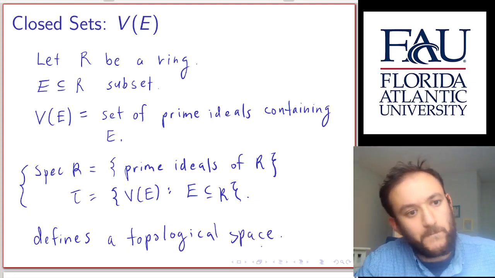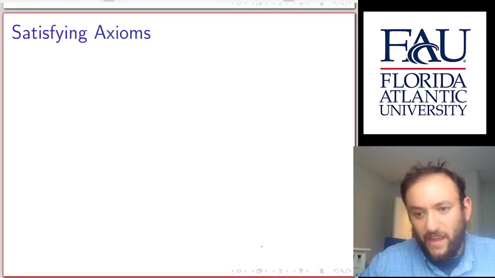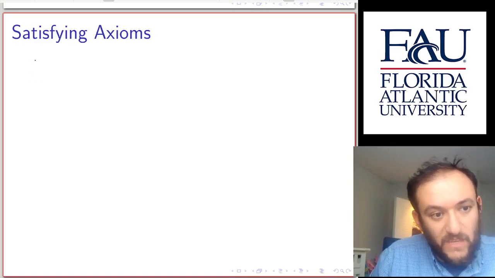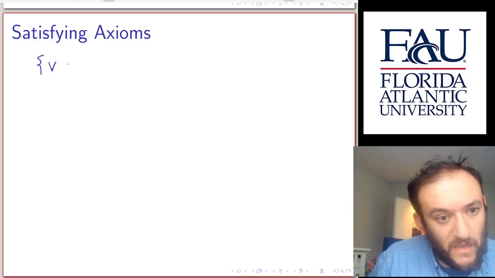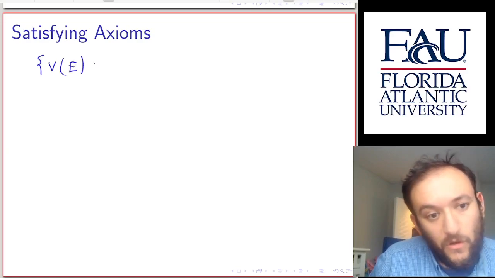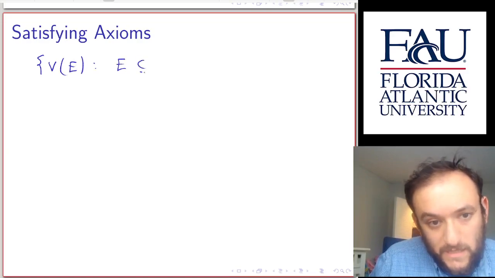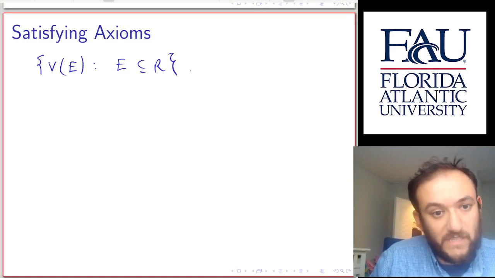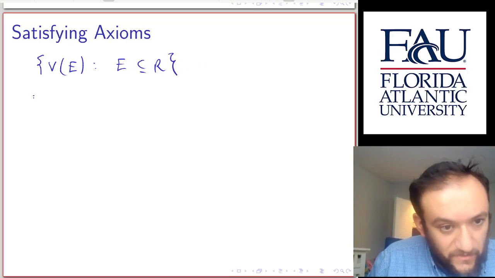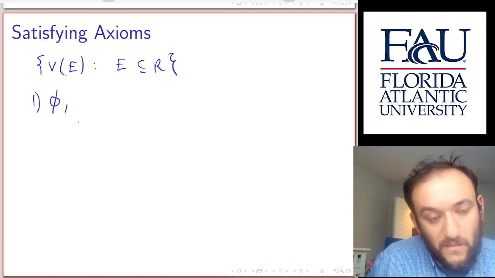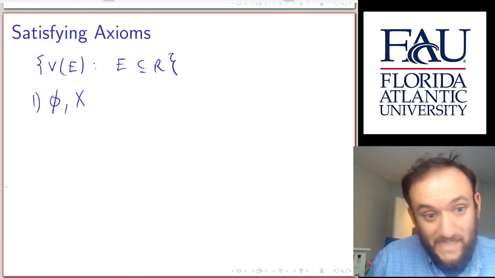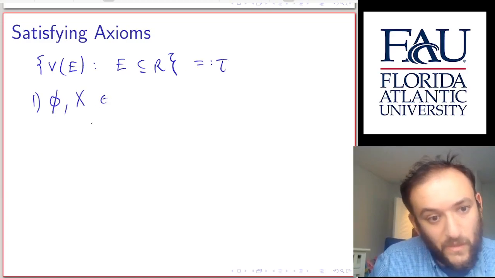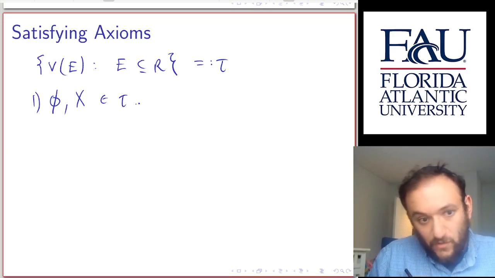Okay. So let's verify that this actually satisfies our axioms. We're claiming that the sets V(E) for E contained in R should satisfy the axioms for closed sets. Let's check the first axiom. We need the empty set and the whole set to be elements of tau, the set of closed sets.